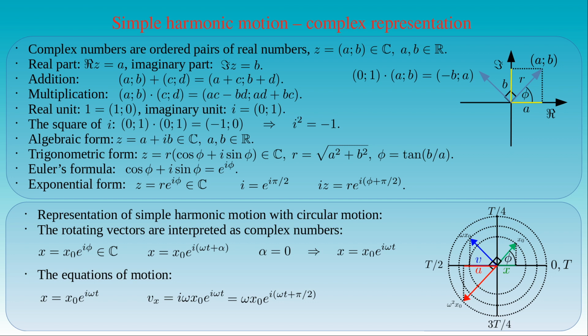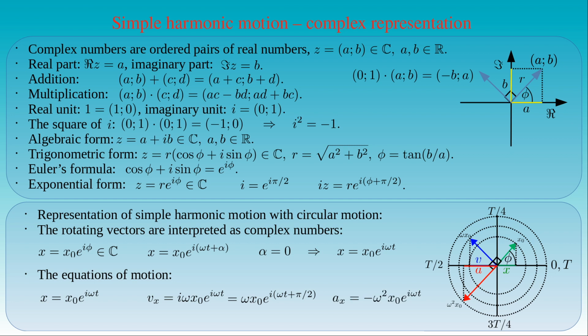The derivative of the velocity with respect to the time t is equal to the acceleration of the oscillating body. As a result, the acceleration is equal to the square of i times omega squared times x0 times the exponential factor, where the square of the imaginary unit is -1.